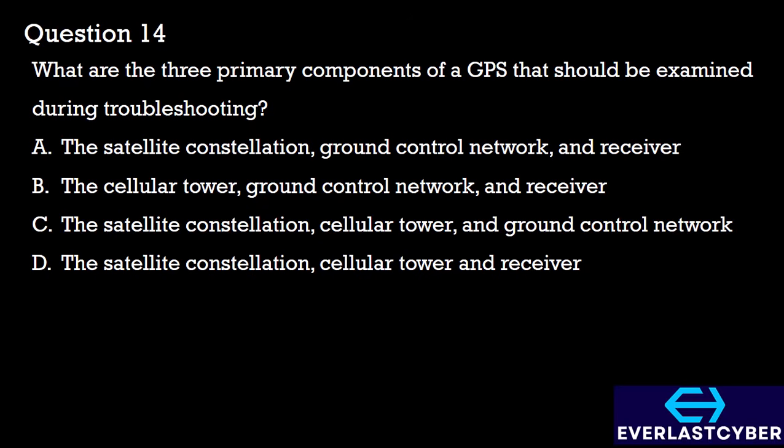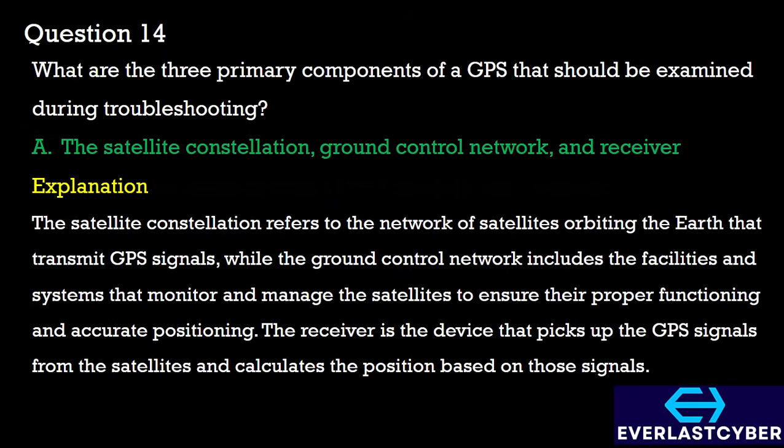For option B, cellular towers are not part of the GPS system and they are used just for mobile phone networks. For option C, cellular towers are not involved in the GPS system. The GPS relies on satellites and ground control networks. For option D, because it has the cellular tower, which is not part of the GPS system, this will make it the wrong answer. So the best answer here is option A, the satellite constellation, ground control network, and receiver.